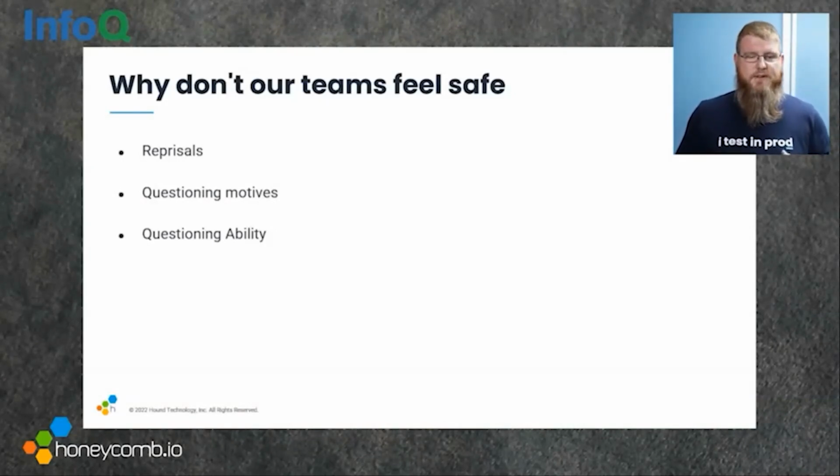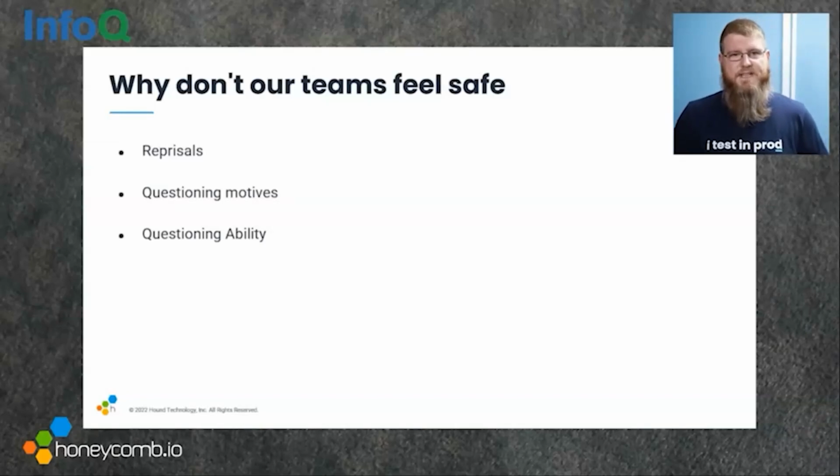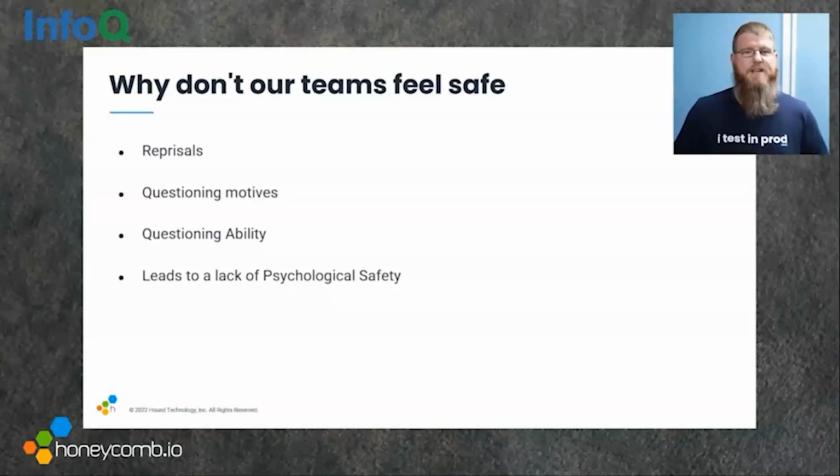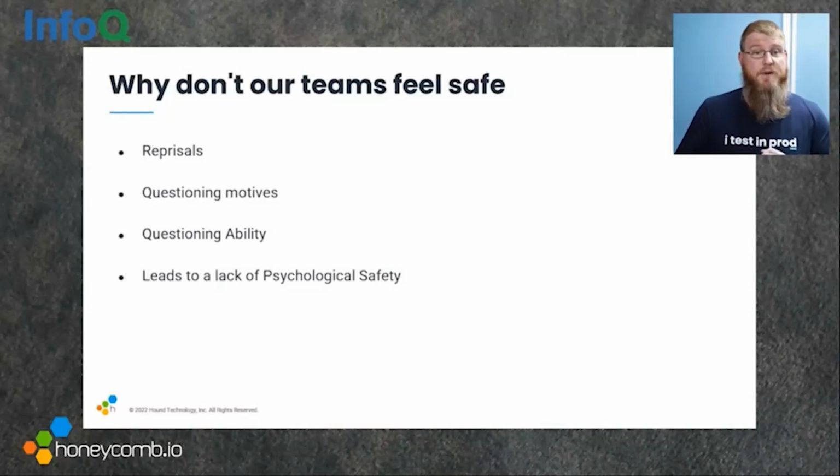And all of that leads to a fundamental lack of psychological safety in that team. That lack of psychological safety is a vicious cycle because the team doesn't feel safe. They won't deploy the thing. Deployment times end up being longer.